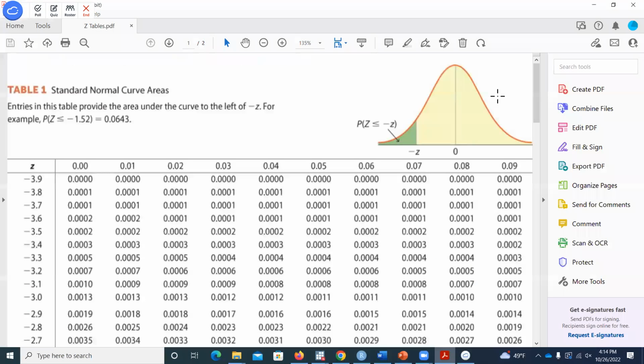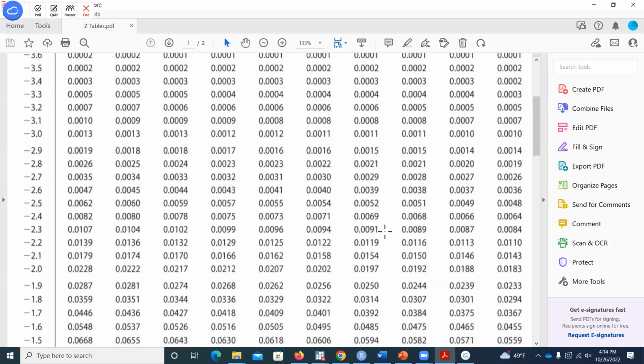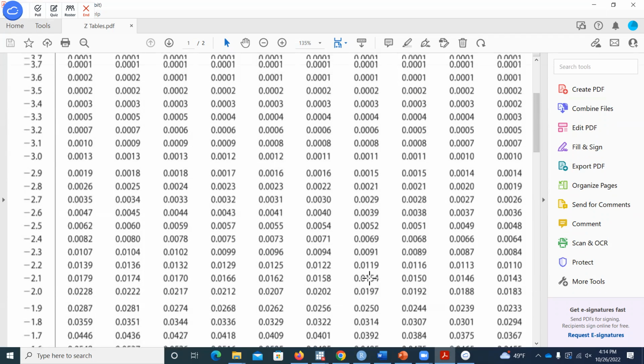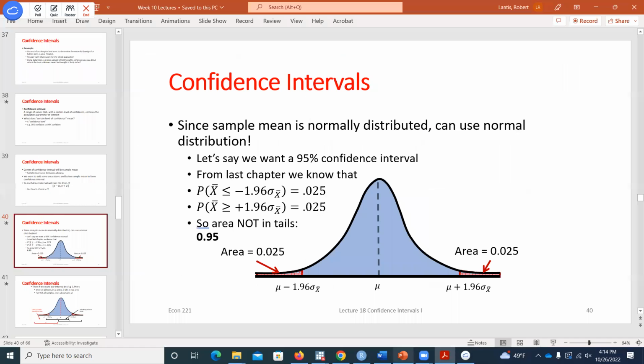Okay, I did choose 0.025, so that's good. Scroll down here. The probability that I have is 0.025. That's exactly this number right here. So that corresponds to a Z value of 1.96 when we scroll up.